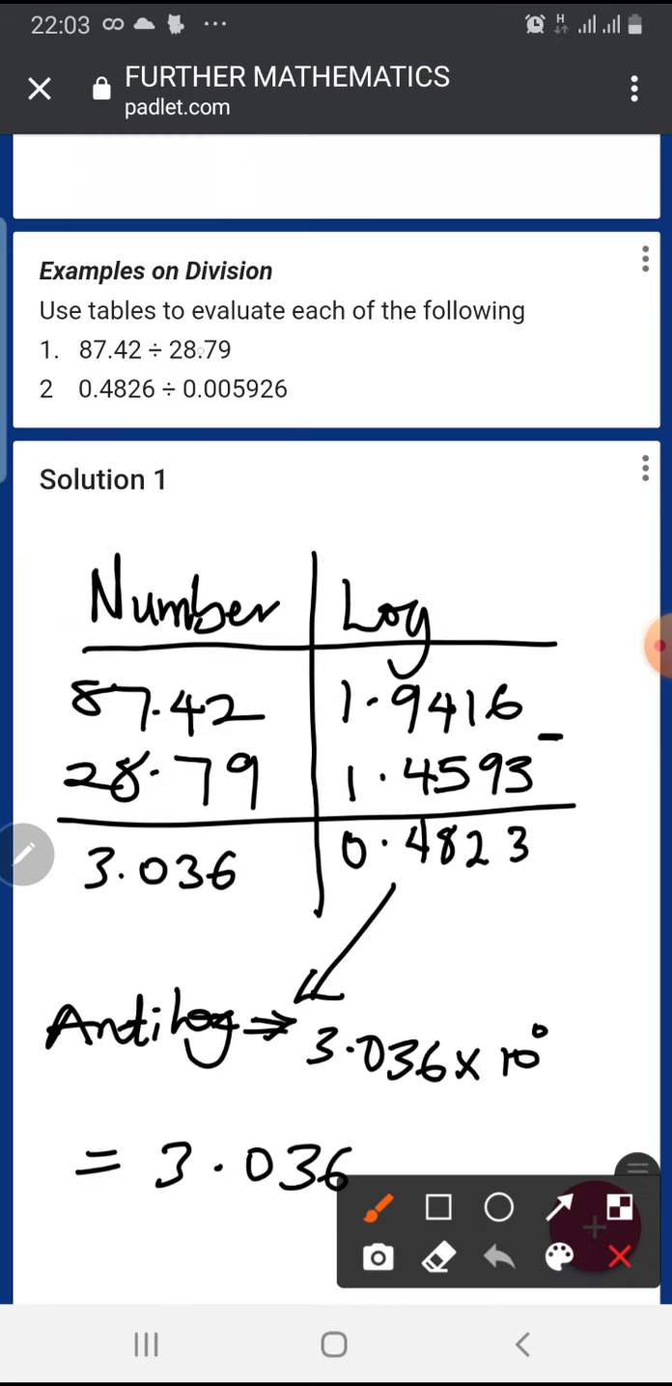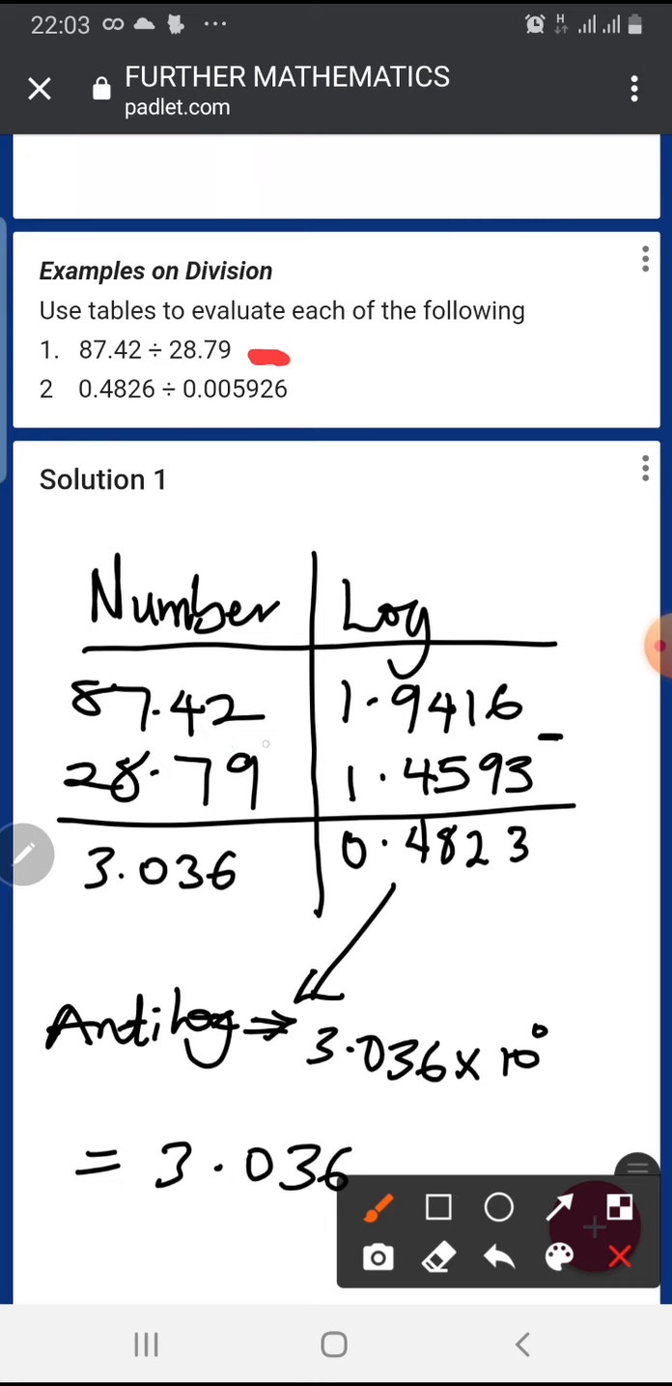87.42 divided by 28.79. So we shall see that. You see, you got solution number 1. You draw your number and your log. This side for the numbers and this side for the logarithm.